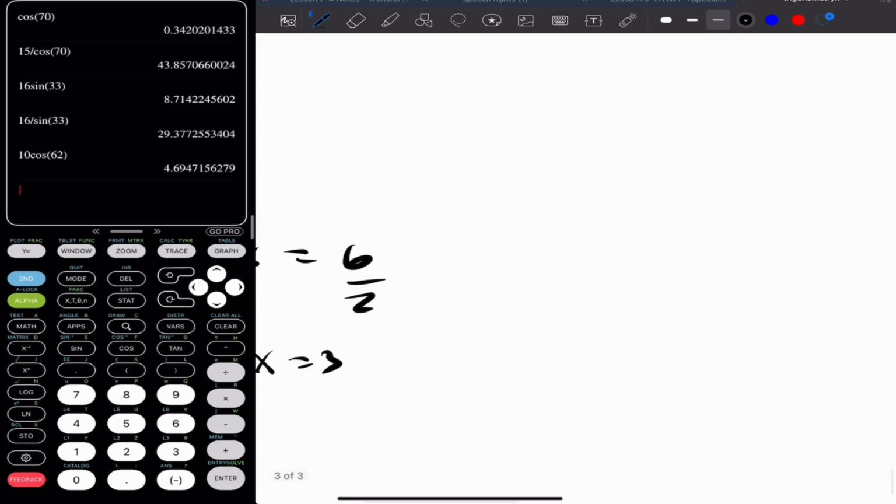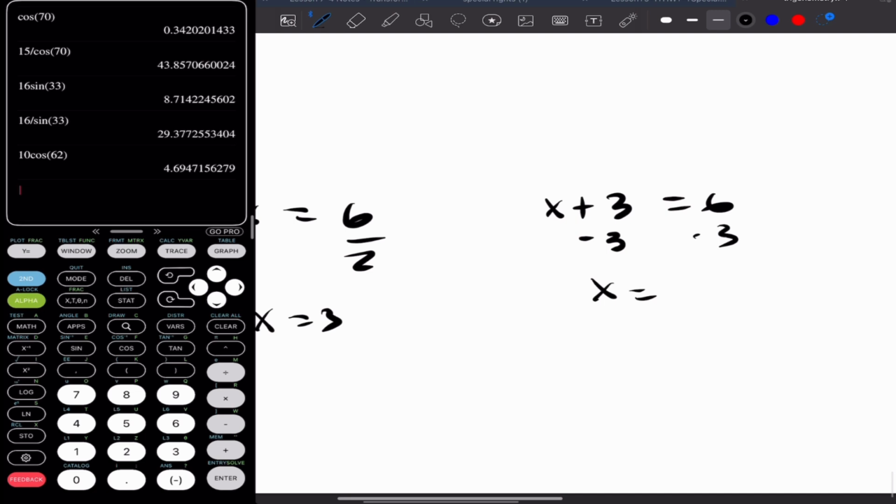Or if I have x plus 3 equals 6, this is my addition being involved. I got to undo the addition by using the inverse operation, where I'm going to say subtracting. The opposite of addition is subtraction, so I got to subtract both sides by 3, so x is equal to 3, right? So we're basically undoing.